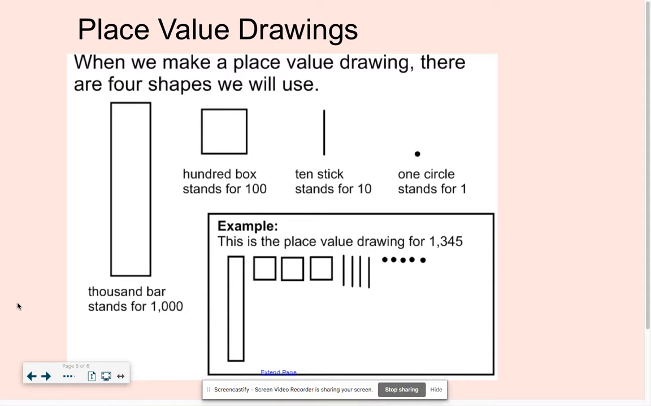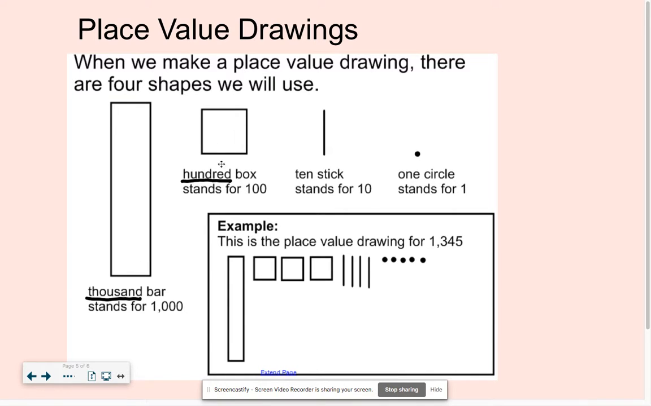Let's talk about some place value. This unit, place value, is very important. These are the place value drawings. If you forgot them or don't remember them, it'd be a great time to pause and write them down. The very first one is the big rectangular box. That is our thousands bar. The reason it's a big rectangle box is if I take my hundreds box and I stack 10 of them, they would create that shape. Because 10 100s makes 1,000.